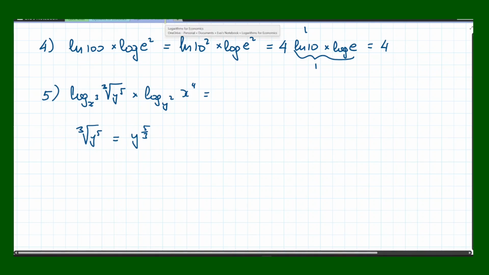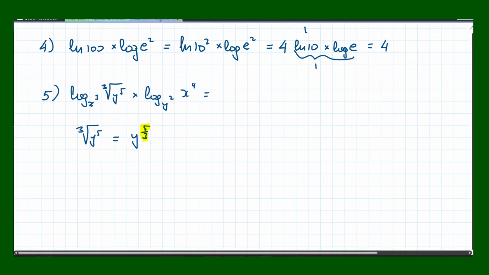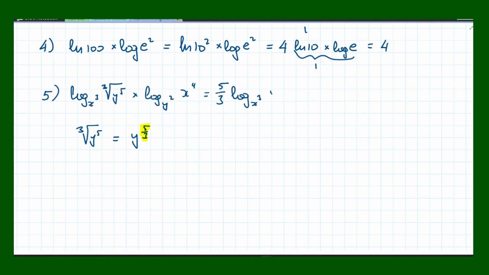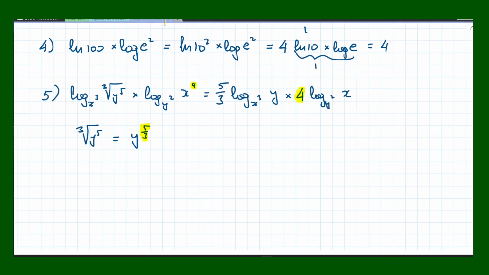But this also means that I will be able to bring out this 5 over 3 in front of the log sign in the first term. So let us just do that. So 5 over 3 log_(x cubed) y. And I'm going to multiply that by 4 log_(y squared) x. Again, this 4 has come down as a multiplier using the rules from video 10.